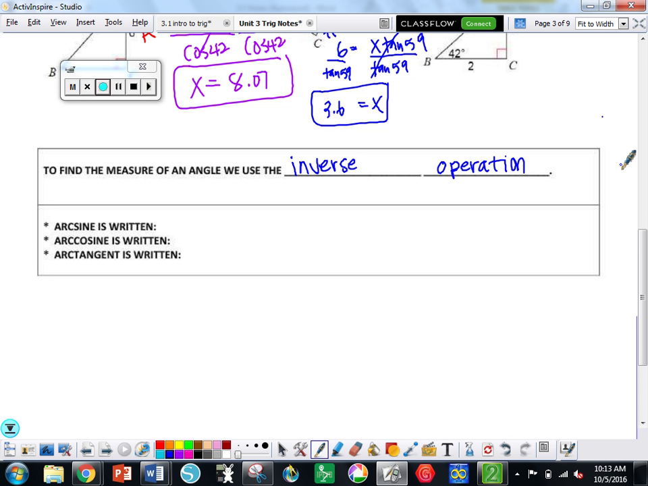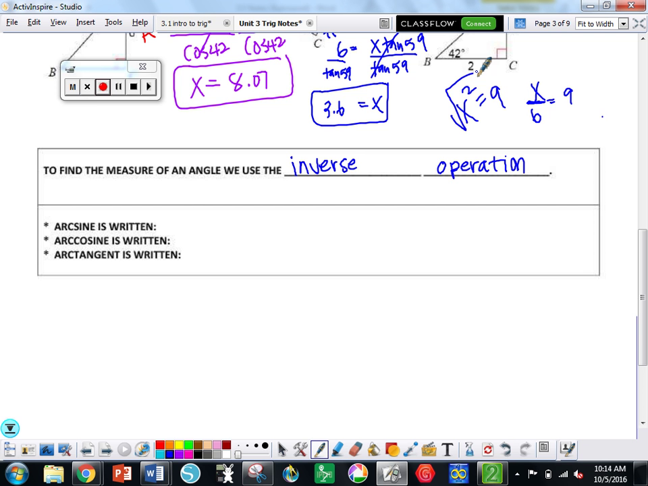So if I were doing something like x over 6 equals 9, I have to do the inverse operation of the divide to cancel the divide, right? If I was doing x squared equals 9, I would have to do the inverse operation of the squared to cancel the squared. If I want to do the inverse operation of sine, cosine, tangent, they are called arc sine, arc cosine, and arc tangent.